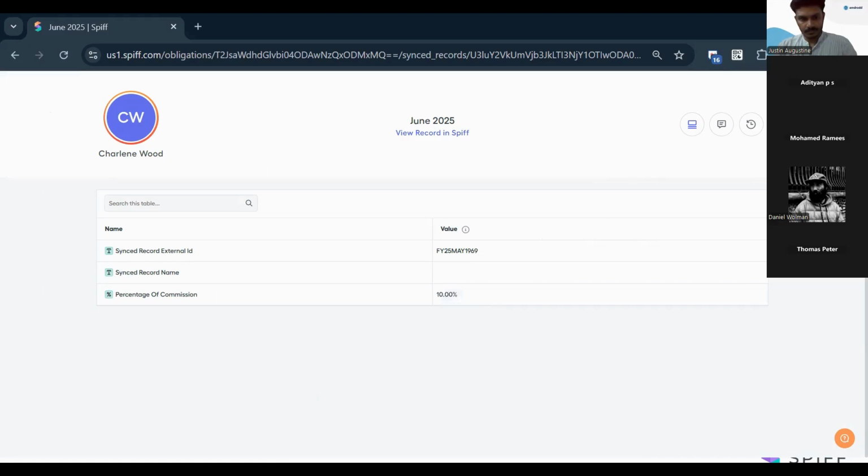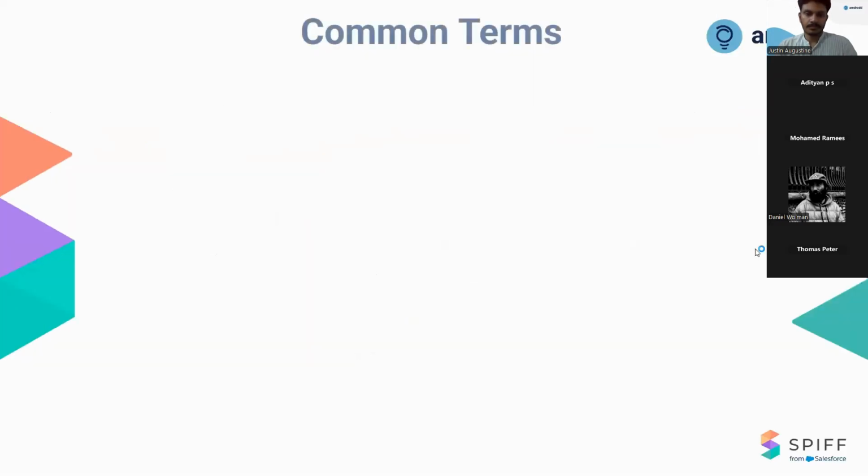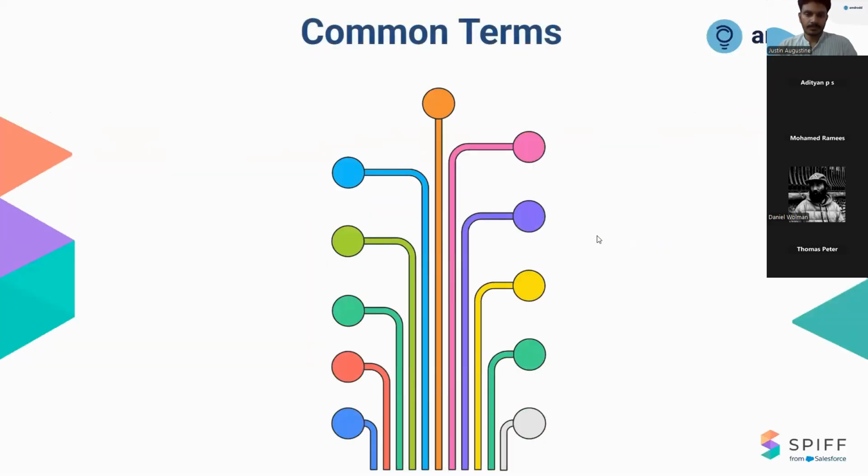Okay, so the next part is common terms in Spiff. Let's start with non-recurring revenue. Non-recurring means the portion of sales income that is a one-time charge or fee, and is not expected to be part of the ongoing or predictable income stream of the business. So that is called non-recurring revenue.